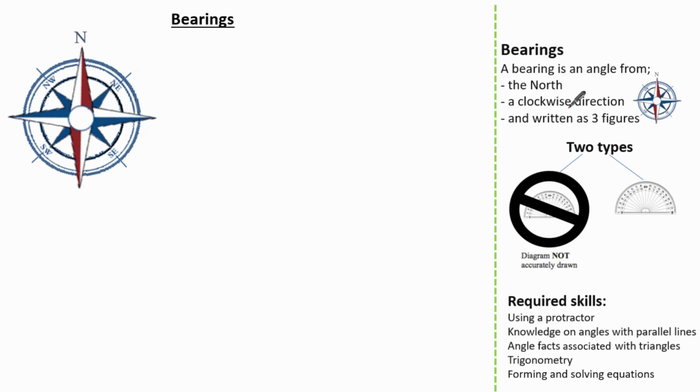It's important to note there are 2 different types of bearing questions given in an exam. One type is where you are required to measure using a protractor, and the other is where you are required to calculate the angles, so you can't use a protractor. In this tutorial, you will need to know how to use a protractor, have knowledge on angles with parallel lines, have knowledge on angle facts associated with triangles, and knowledge on trigonometry, as well as forming and solving equations. So let's start with some questions requiring a protractor.